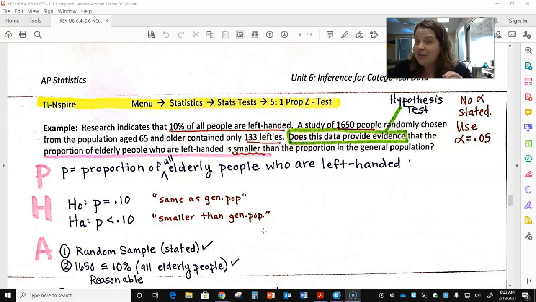Remember, for a confidence interval, one of the things we were looking for was that phrase, estimate or find an estimate with, or something like that, approximately what value. So we were looking for actual numbers. Here, we're looking for evidence for something.